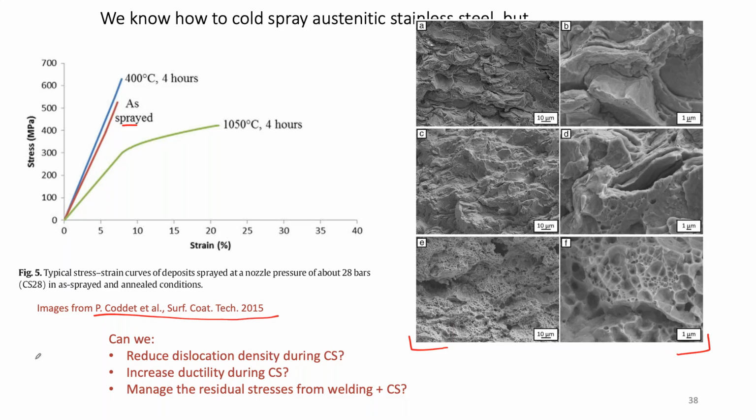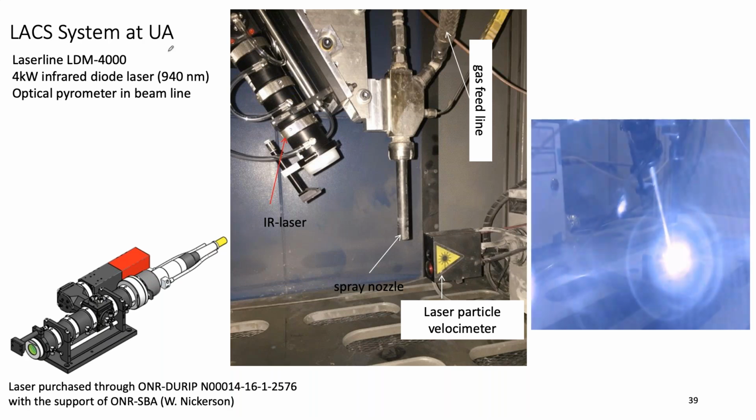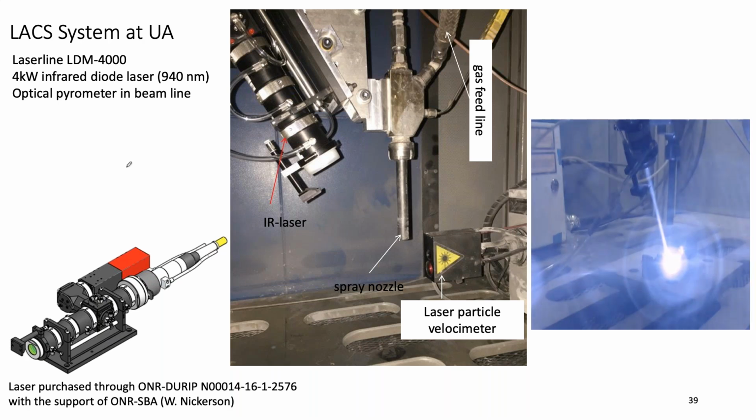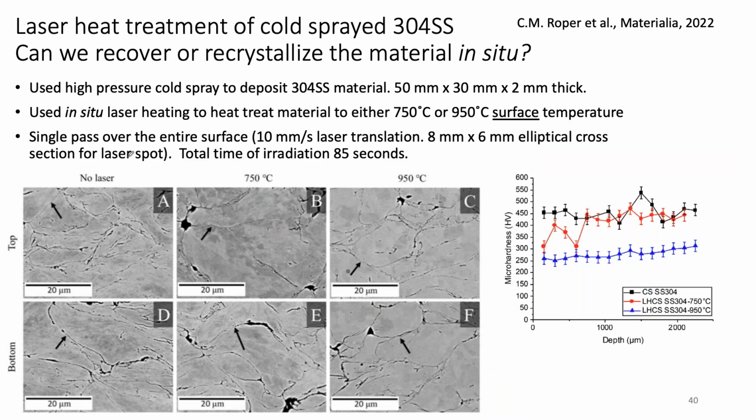So we're trying to figure out, well, they had to do this in a furnace. We can't very well put that entire cask in a furnace. Can we take the source of heat to the cold spray repairs on welds? So that's what we've been trying to do. This is the laser assisted cold spray system that we have in our lab, and you see a little movie of it in operation. And that allows us to either use laser heating while we're cold spraying, or, as we're going to talk about, to do in situ laser heating after we've cold sprayed.